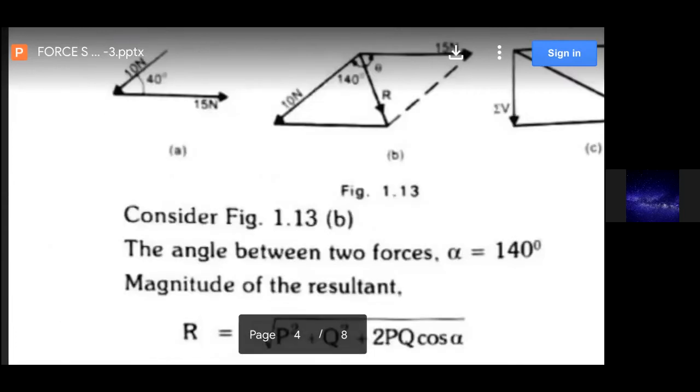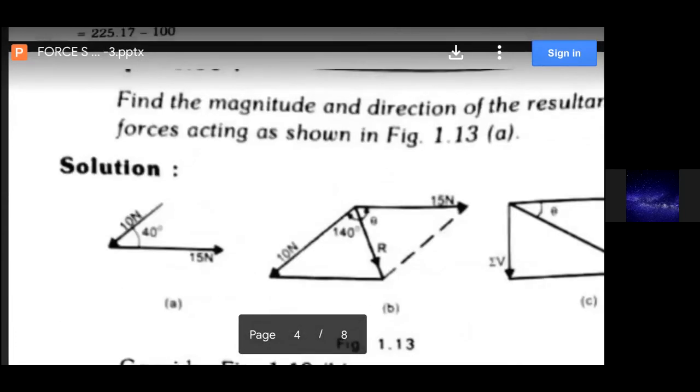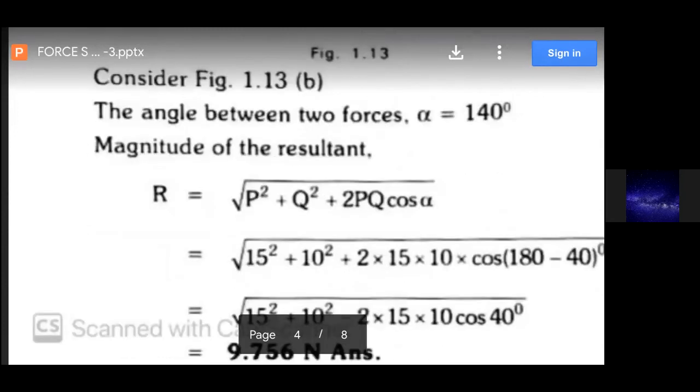So in the figure, you have to calculate the angle between 10 newtons and 15 newtons, and we'll get the angle as 140. So, next.